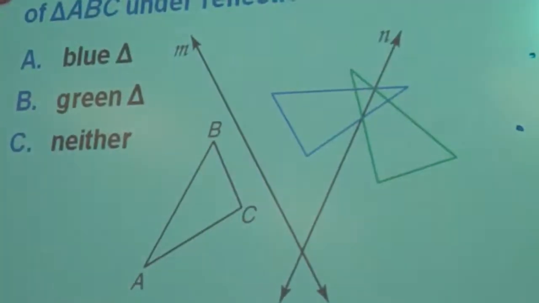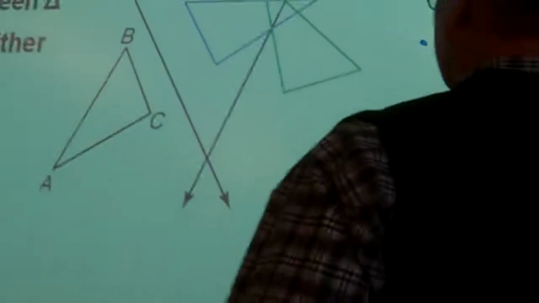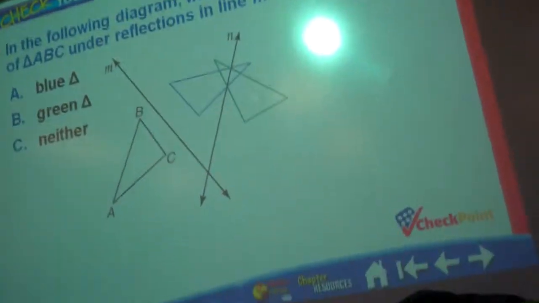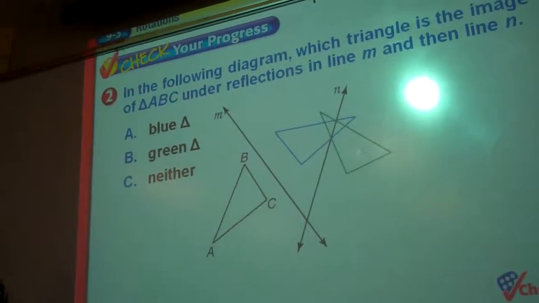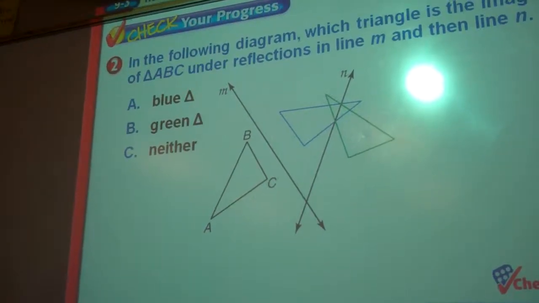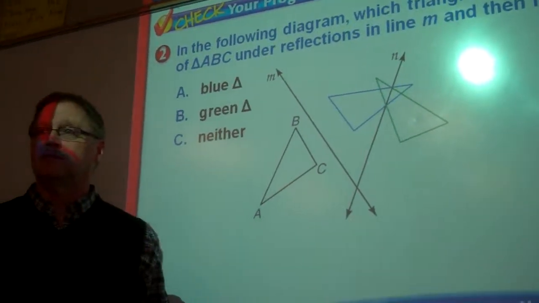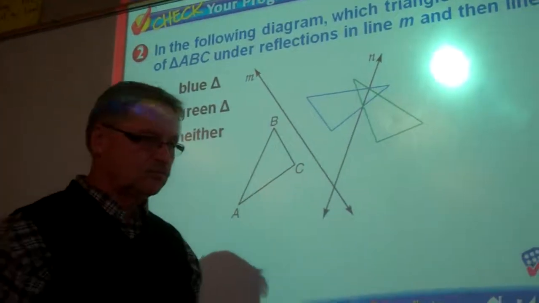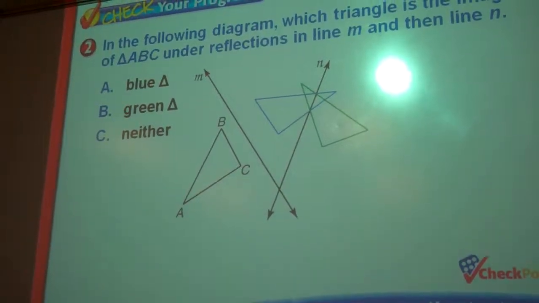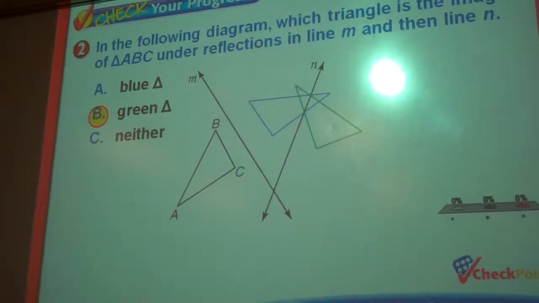Now, Nathan was pretty good on that last one. Which triangle is the image of ABC double reflected across M and then N? Green. Is it the green one? That would be B. You guys are good. It is B, the green one.